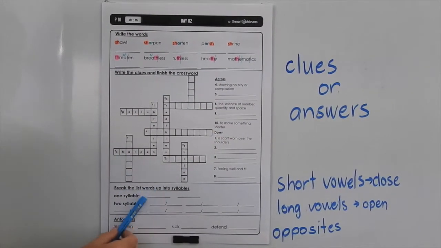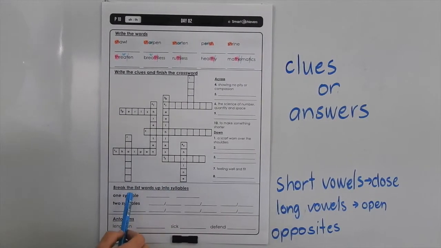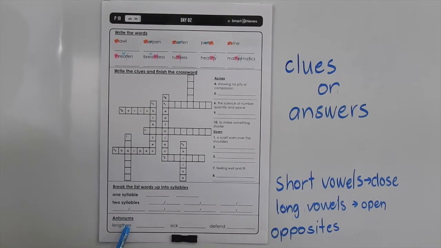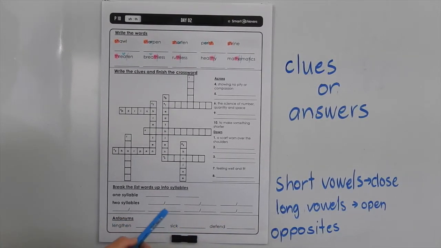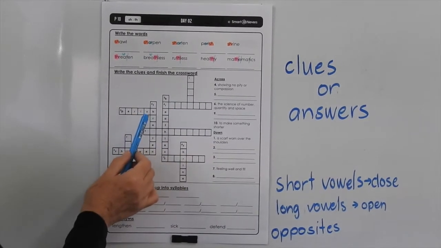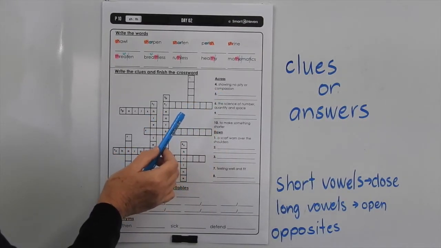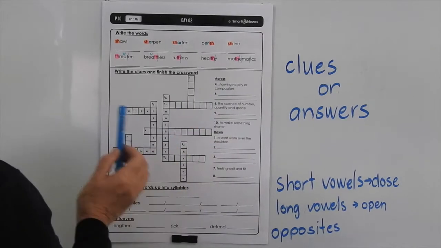Down here is where you're doing that syllable work, so just think carefully about it. You may need to discuss it as a group. And antonyms, of course, mean the opposites. Now, if you're getting stuck on these answers here, just check them with a friend in your group to make sure that they can work out what the answer is to the clue that you've given.